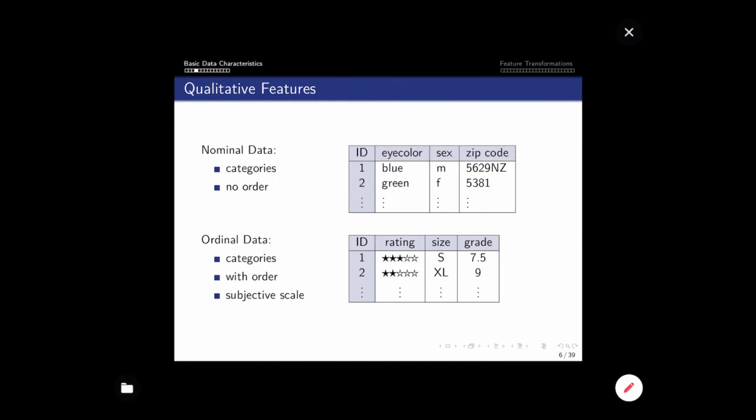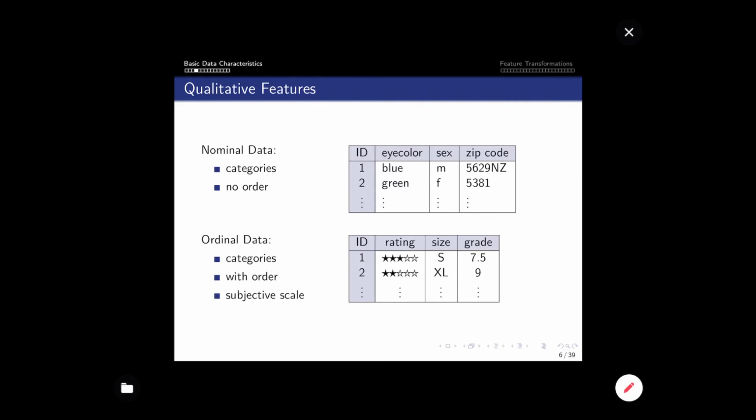Or another example are clothing sizes like S, XL, M and so on. So here as well, first of all, these sizes can depend on the clothing brand. And also the gap between S and M is not really the same as from M to L, for example. You cannot really say that there is a well-defined distance between those values.